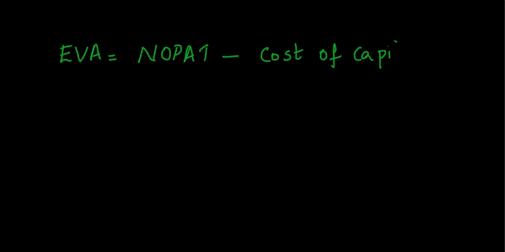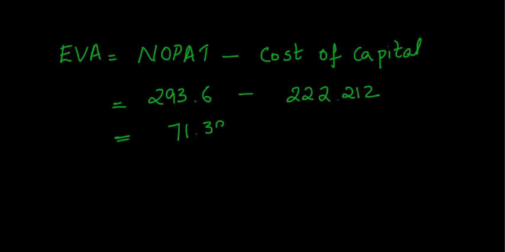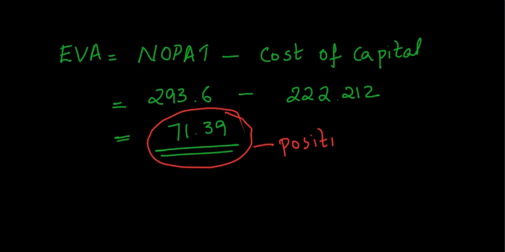Applying the values of NOPAT and weighted average cost of capital in our formula, economic value added is equal to rupees 293.6 minus 222.212, which turns out to be rupees 71.39. Hence, the company has a positive economic value added.